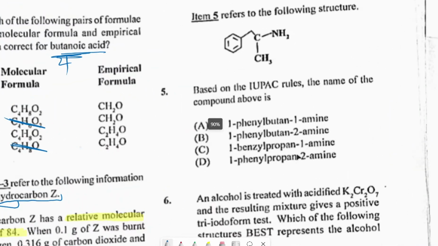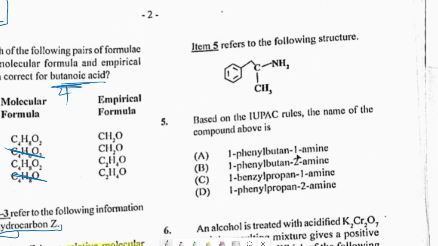For this item 5, it refers to the following structure based on the IUPAC rules. Name the compound above. Alright, the compound here, a lot of people don't realize that there is a carbon here, so there should be a carbon. It's a skeletal formula, so they don't have to show it, but it would have been nice if they did, right? So there is a carbon there between the phenyl group, and here we have an amine group. But with both of those, whenever you're naming, you need to start with the longest carbon chain.